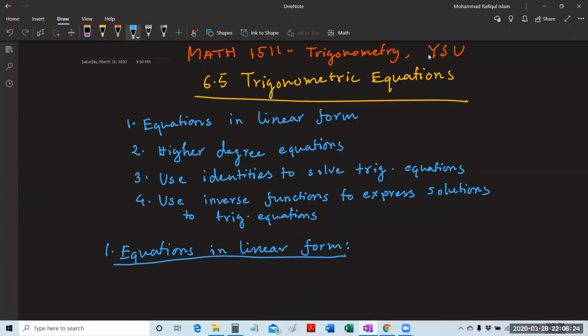This is the first part of the video lectures on trigonometric equations. This is 6.5. We'll be talking about basically four topics. The first thing is equations in linear form. Second, higher degree equations, but we'll limit our discussion up to second order, quadratic equations. Then we'll be talking about trigonometric identities to solve trigonometric equations, and the final topic will be using inverse functions to express solutions to trigonometric equations.